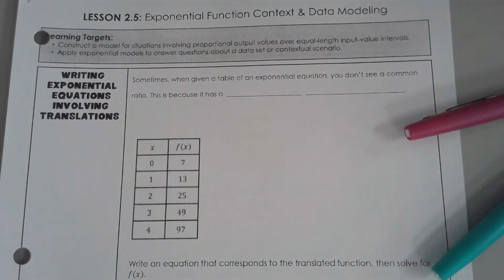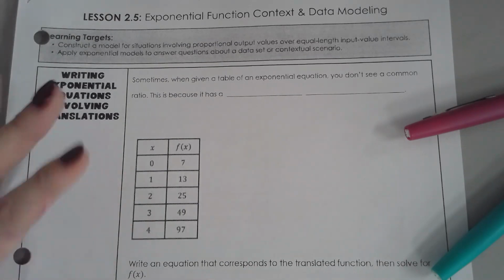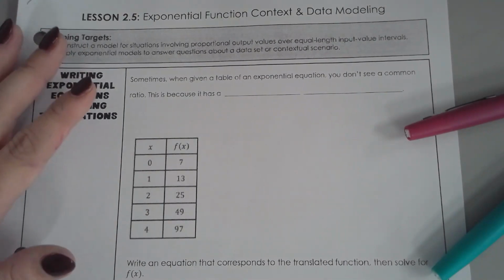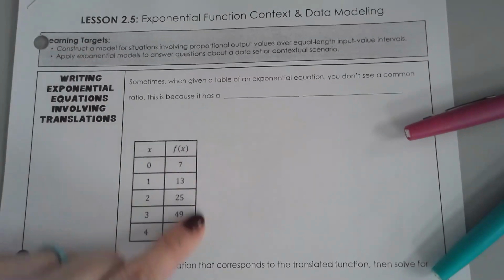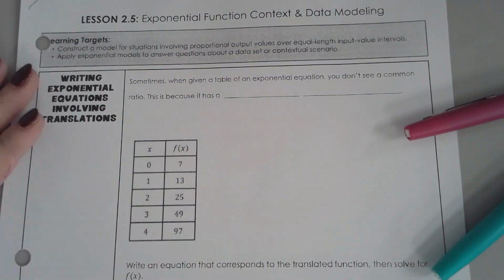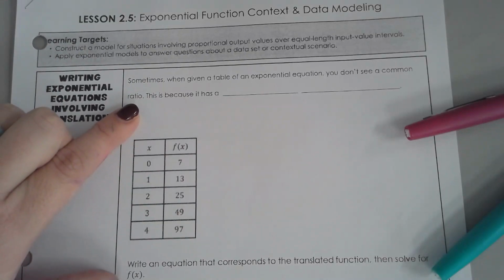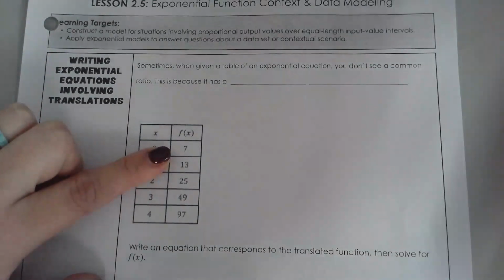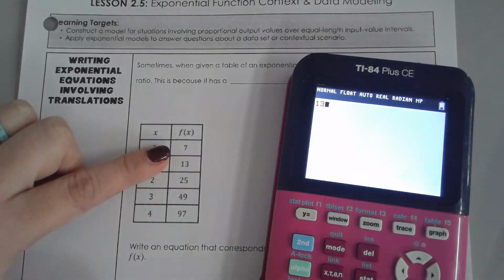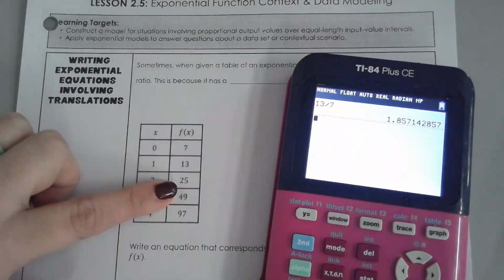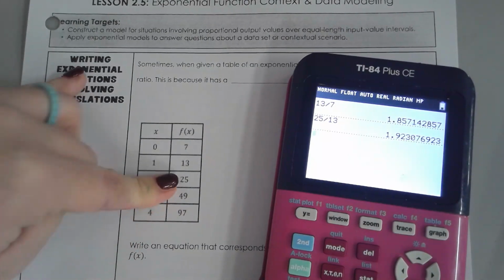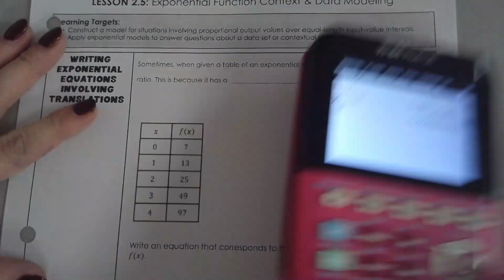We've been talking about exponential functions. When you look at the y values, they multiply by the same thing every time. Sometimes you have a table and you might not see that it multiplies. For example, if I look down here, 7 times, there's not a whole number, but if I do 13 divided by 7, I get that. 25 divided by 13, we're not multiplying by the same number every time. But this could still be an exponential function.